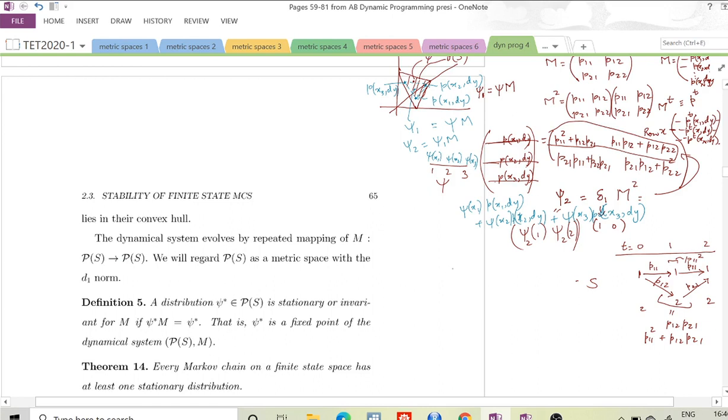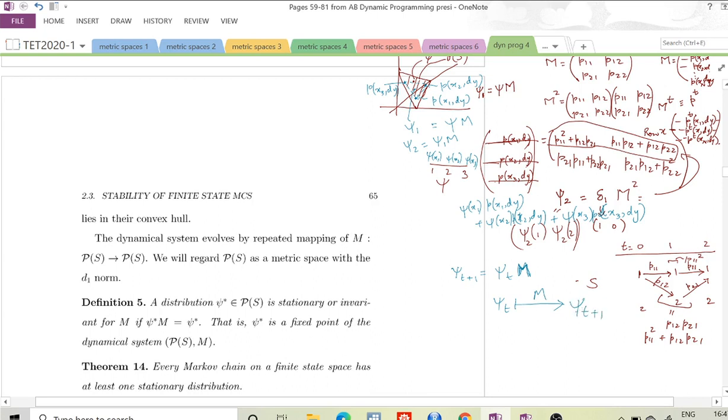Okay, so Ct plus 1 is going to be Ct M, and this post multiplication by M, just as pre-multiplication can be looked at as a linear transformation, this also is a linear transformation. The post multiplication by M, what it's doing is it's picking up a point in the simplex Ct and carrying it to a point in the simplex Ct plus 1.